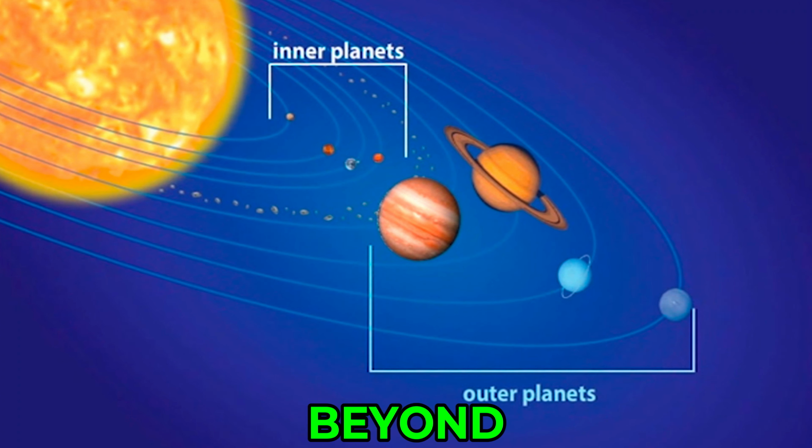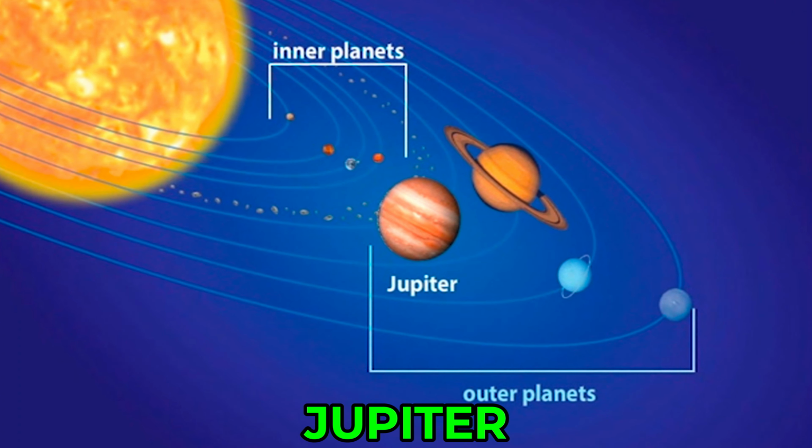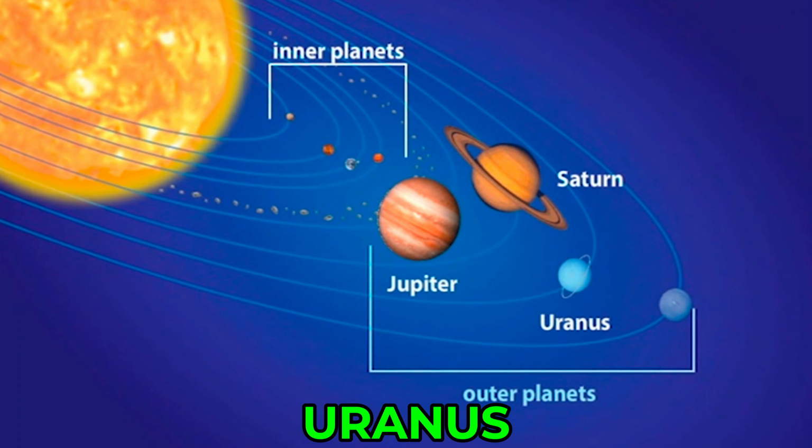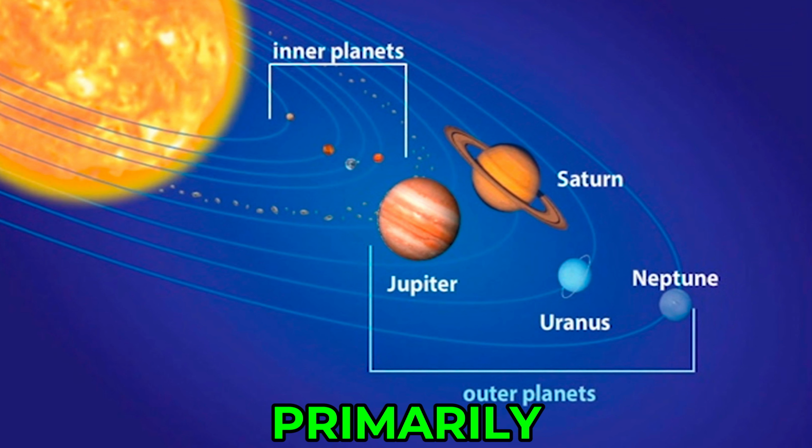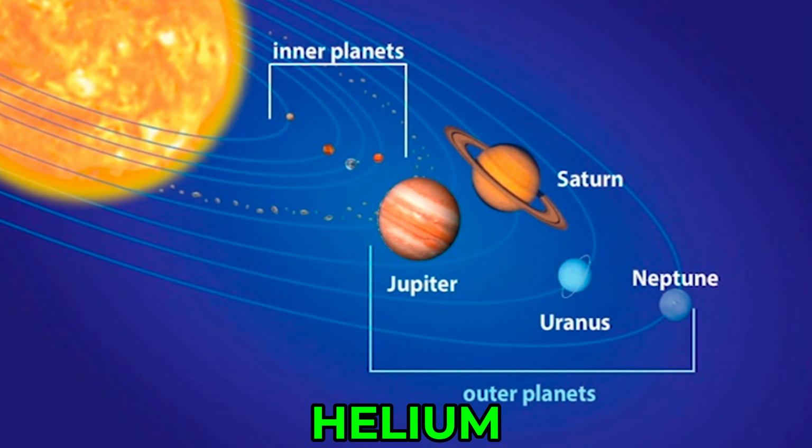The outer planets beyond Mars are the gas giant planets, Jupiter, Saturn, Uranus, and Neptune. They are also known as the Jovian planets. These planets are much larger and spaced further apart than the inner planets. They are primarily composed of hydrogen and helium.